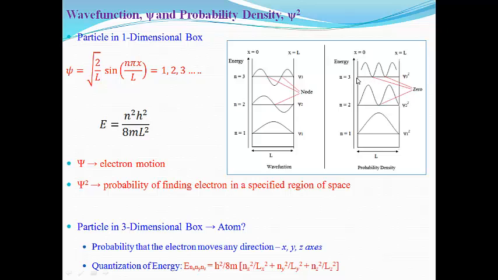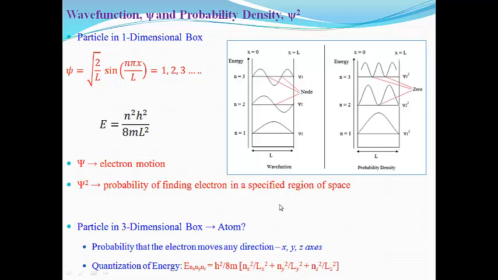And in the case of n equal to 3, we have 3 points at which we can have a very strong probability of finding where the electron is. And so the wave function allows us to describe the wave motion, but psi squared, the product of the wave function, allows us to determine the probability of finding the electron within a specific region of space.